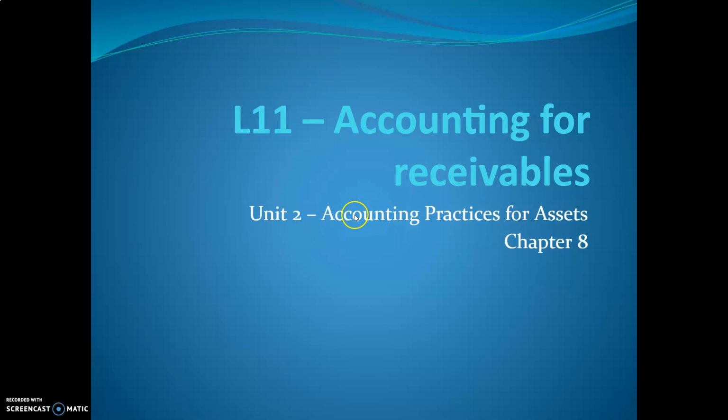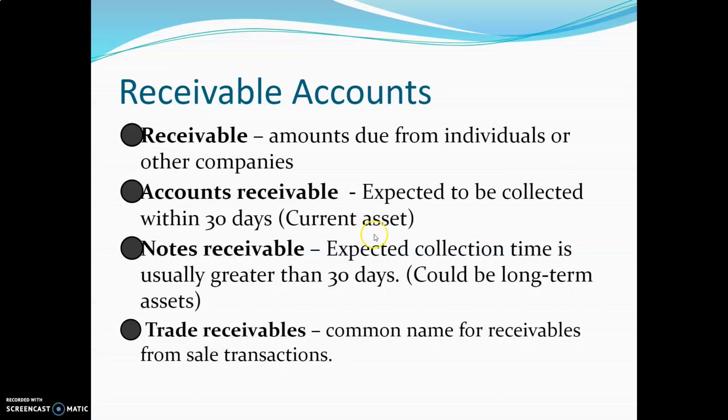Moving on, we're looking at accounting for receivables. So what exactly is a receivable? Well, they're amounts due from individuals or other companies. And we have accounts receivable, which are usually expected to be in the current assets because they're expected to be paid within 30 days. On the other side of things, we've got notes receivable, and they are expected to be longer than 30 days.